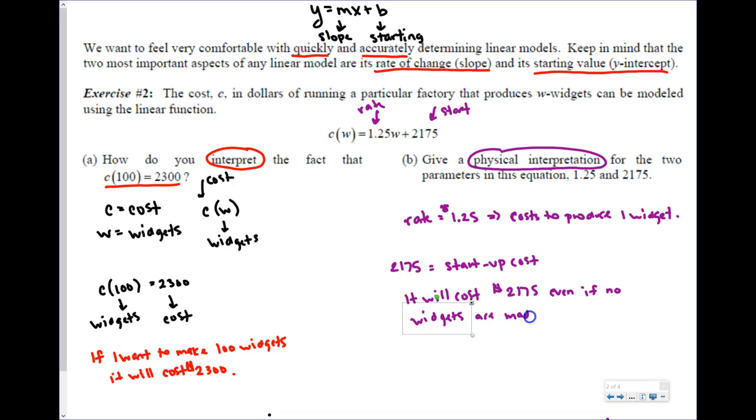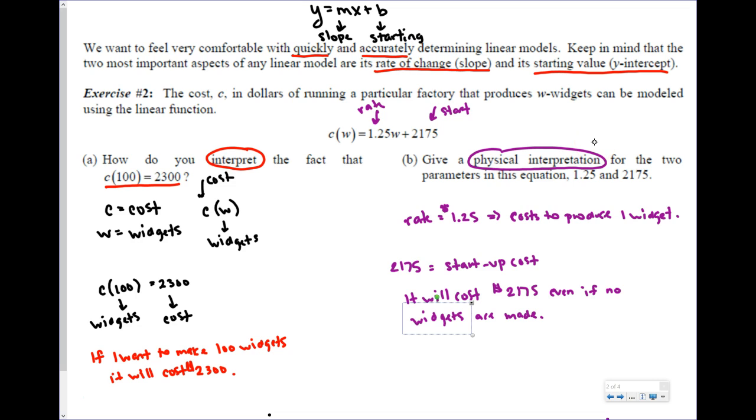Think of this in terms of how much it costs to heat the factory, turn on the lights, the staffing, all of that. There's a cost there, even if you don't make anything. It costs you money just to turn the lights on in the place. So that's where that 2,175 comes from. It's your startup cost, even if you don't make anything. So that's what this question is asking.